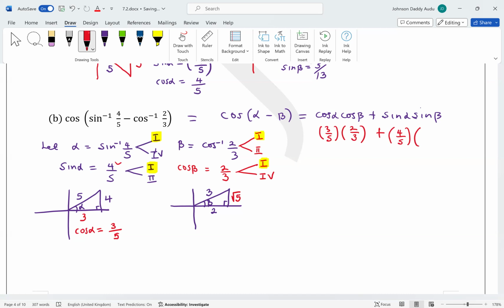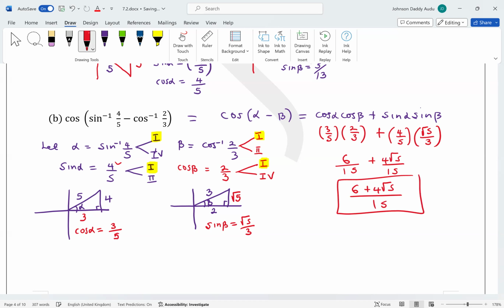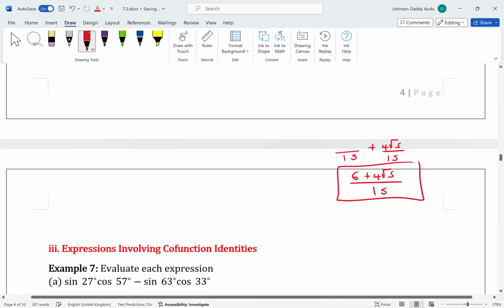If you want to know sine beta, we have to come back here. What is sine beta from here? It's going to be root 5 over what? Because it's opposite over hypotenuse. So this is root 5 all over 3. Right. So this will give us 6 over 15 plus 4 root 5 over 15, which we can add as 6 plus 4 root 5 over 15. Okay, so thank you.